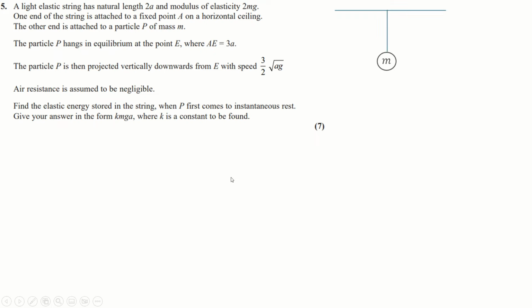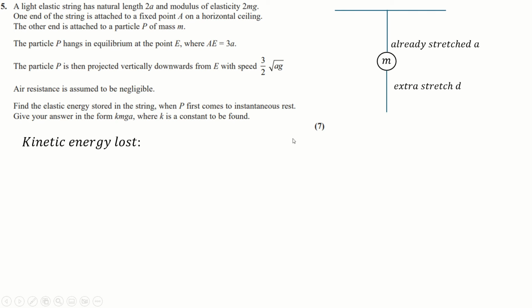Good, we've got a string hanging from the ceiling, as we often do. It's already stretched length A, right? So the A to E this is 3A and the natural length is 2A. So it's already stretched length A there already. Now, I'm going to say that when it's projected downwards, it's going to stretch another D. So the total stretch when it's at the bottom is going to be D plus A.